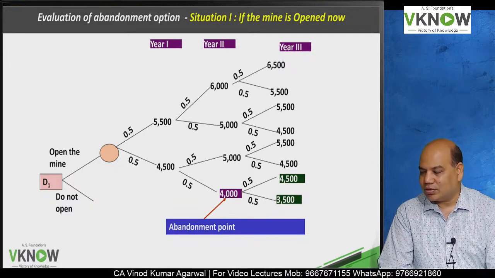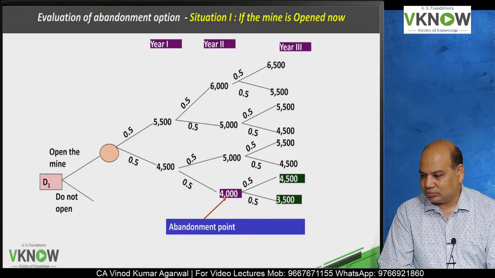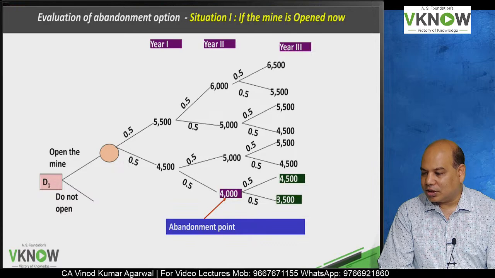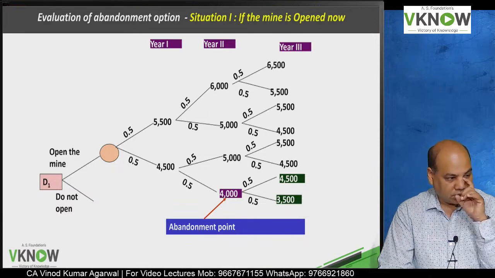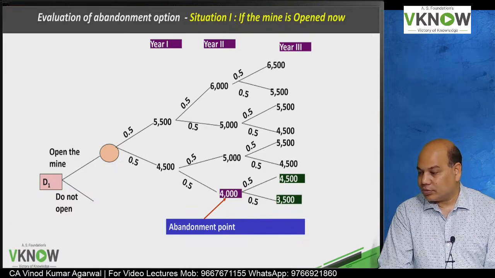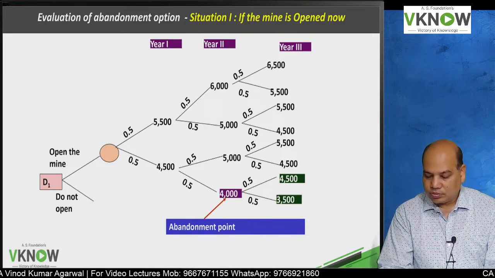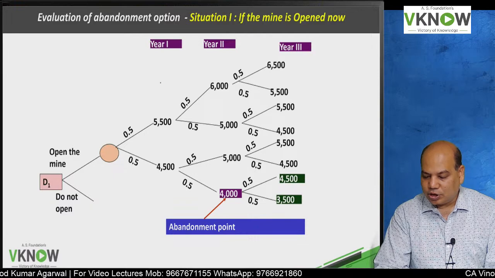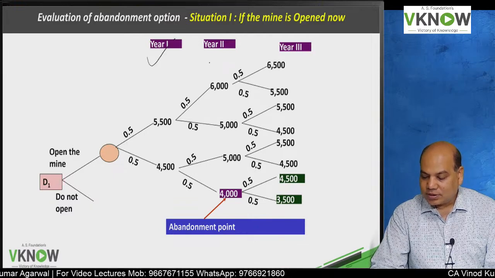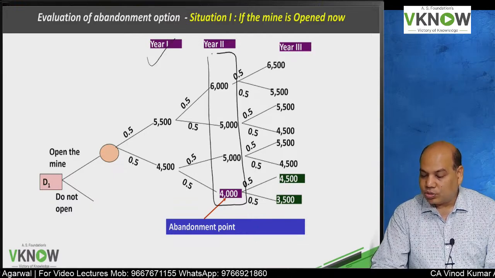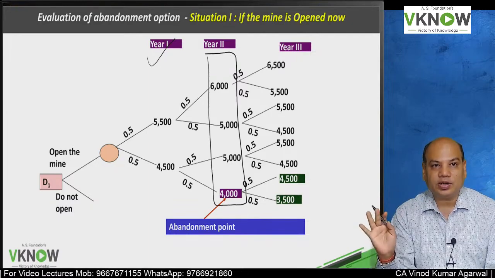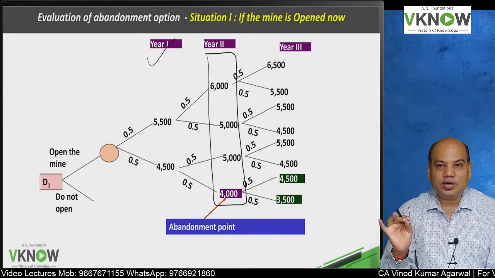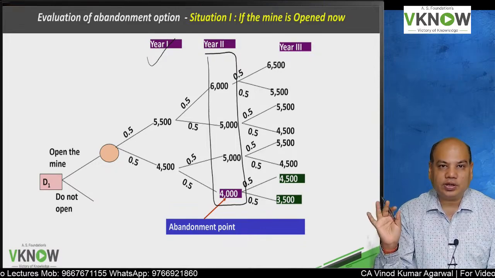Is it right? First tell me, is it right? Just say, is it understandable? Abandonment point, yes or no? Are you able to understand? Yes, very good. First year I will continue as it is. Second year up to this I am going to continue as it is. So year 1 and year 2 cash flow will not be affected.